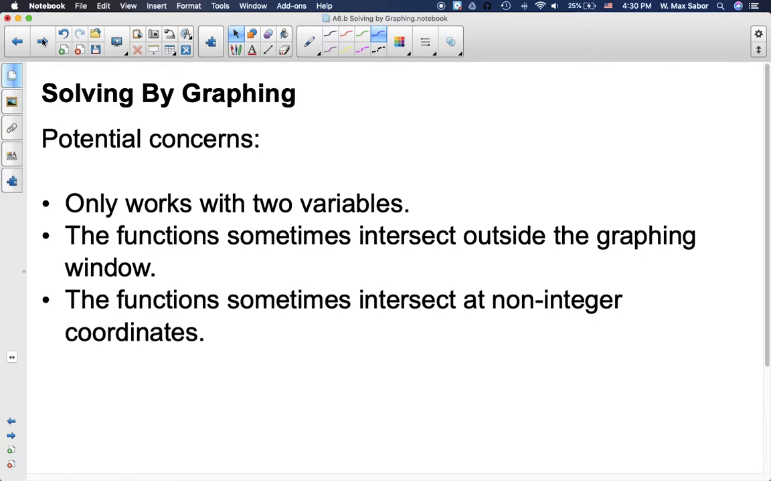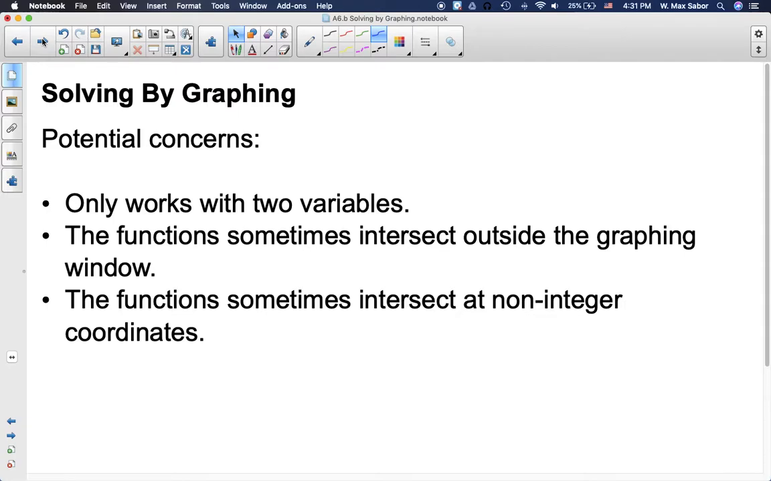So solving by graphing has some main concerns. It only works with two variables. We don't really worry about graphing in 3 dimensions in Algebra 1. The functions sometimes intersect outside the graphing window. So if you imagine that the x-coordinates and y-coordinates are very far from 0, then you might not see them.